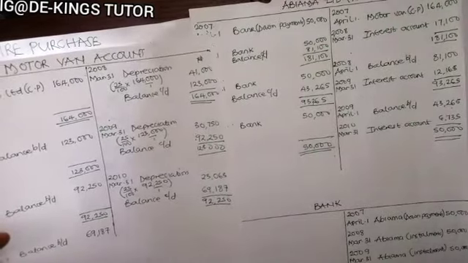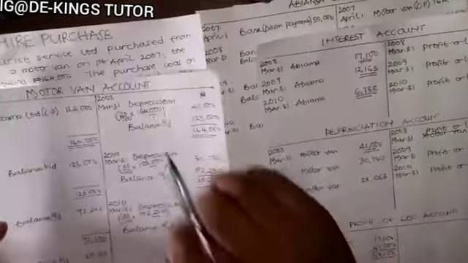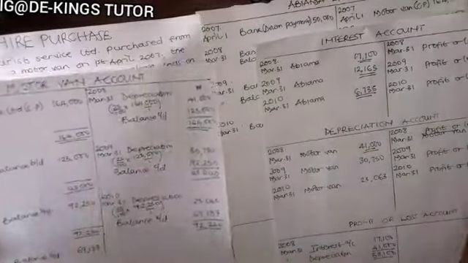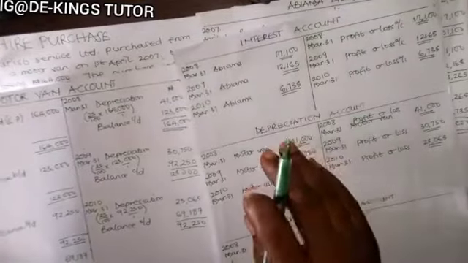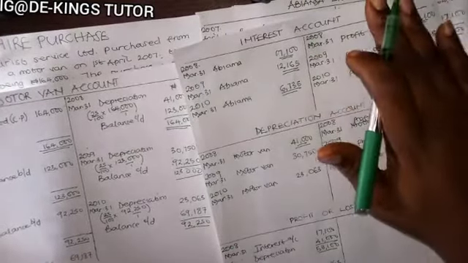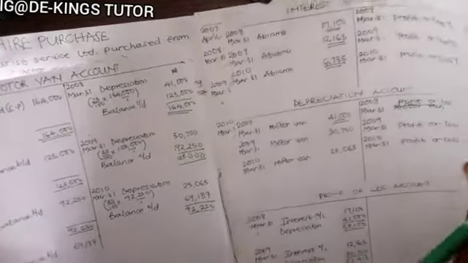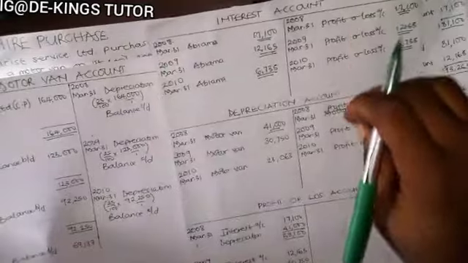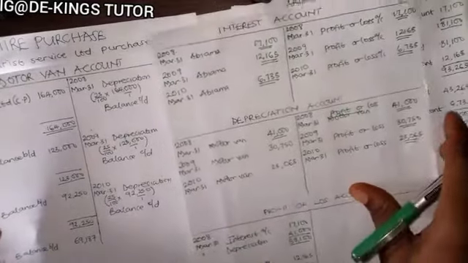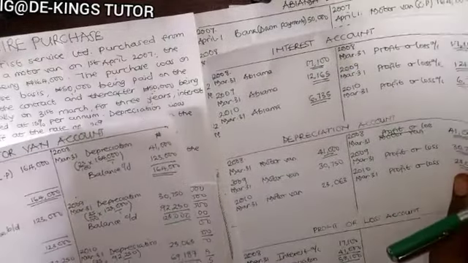Then for the depreciation, we have to record the depreciation at reducing balance method, which the corresponding entry comes to the depreciation. We close the depreciation and interest account to profit or loss account, which they are now posted from the individual account to the profit or loss account. Okay, so this is how to prepare the books of the hire purchase.